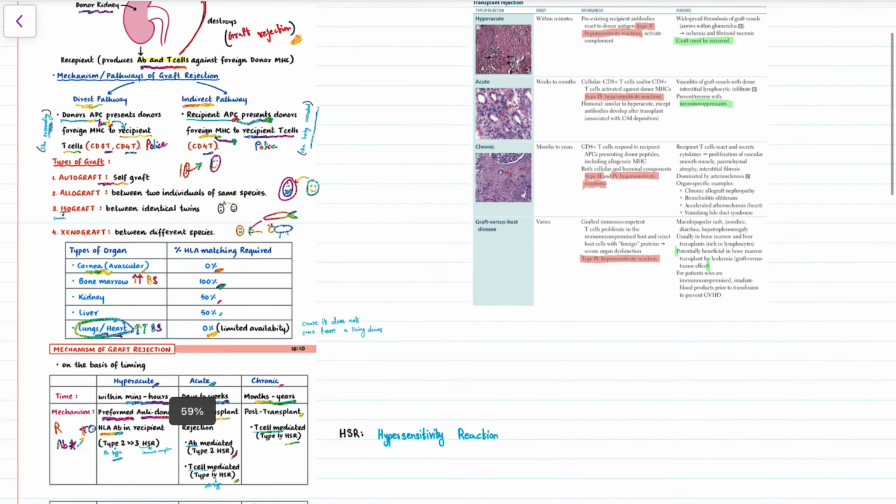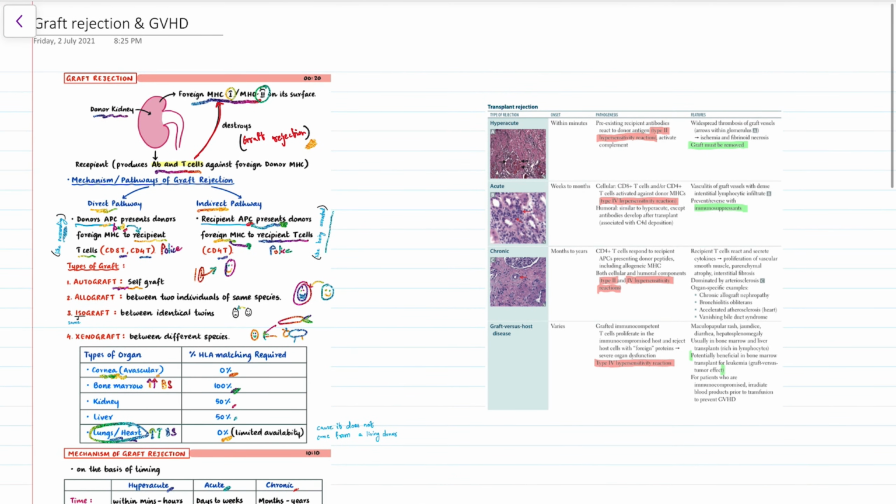So this is a detailed explanation on graft rejection and graft versus host disease.